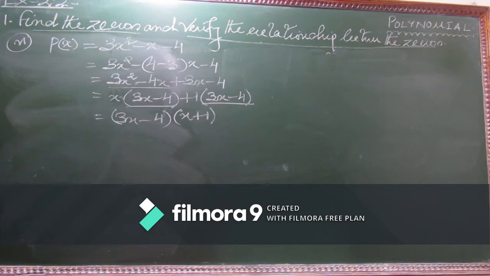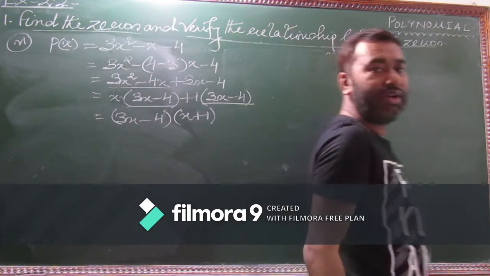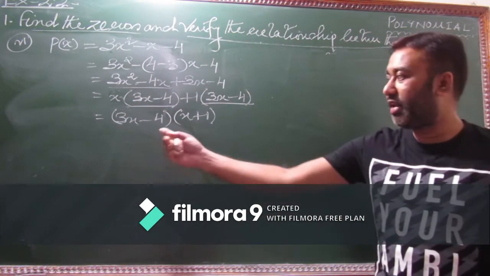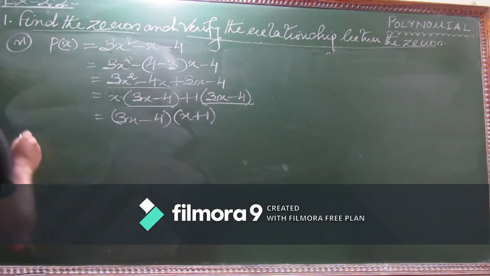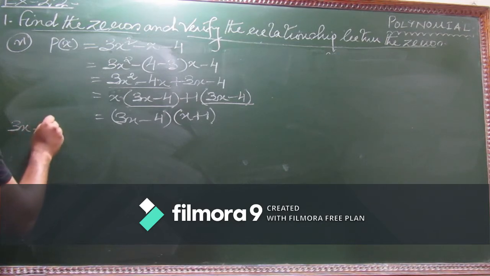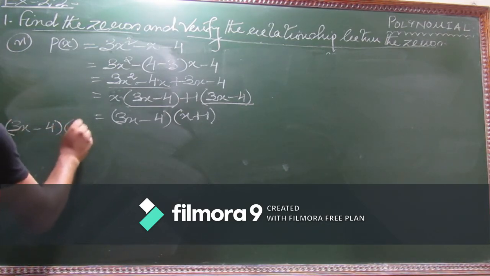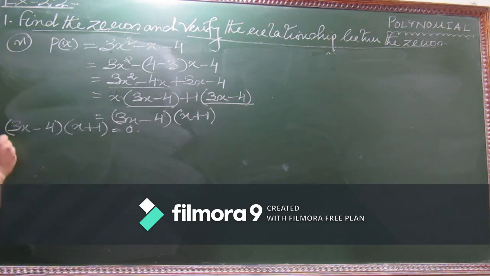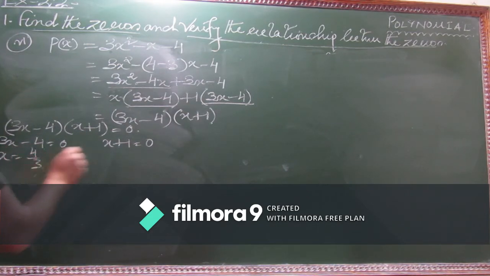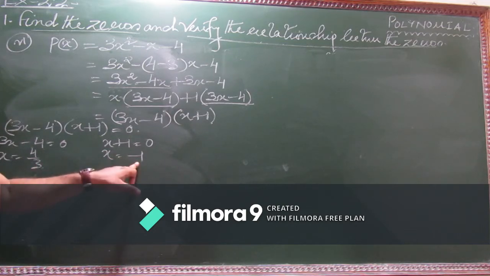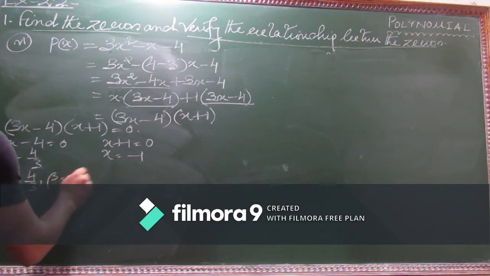Is it? Yes. Now what I have to do? Now I have to find the zeros. What is the procedure to find the zeros? I have to equate it with 0. That means this product is 0. So to find its zeros, (3x minus 4) into (x plus 1) is equal to 0. It means 3x minus 4 is equal to 0 and x plus 1 is equal to 0. This is x is equal to 4 by 3 and x is equal to minus 1. So this is alpha and this is beta. Alpha is equal to 4 by 3, beta is equal to minus 1.